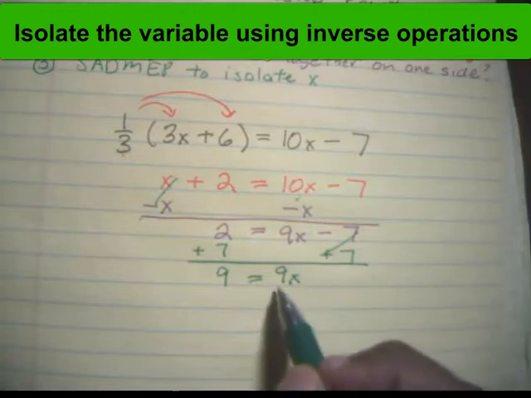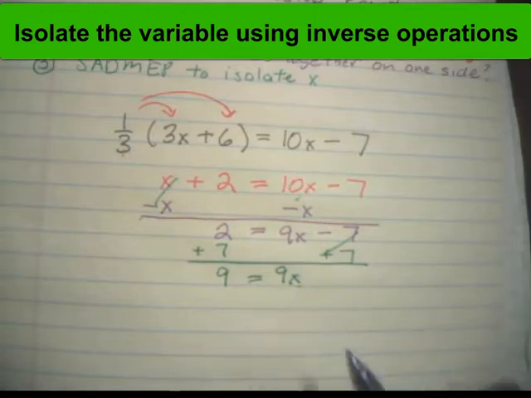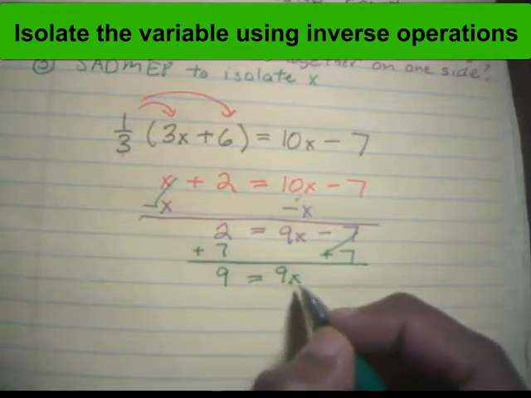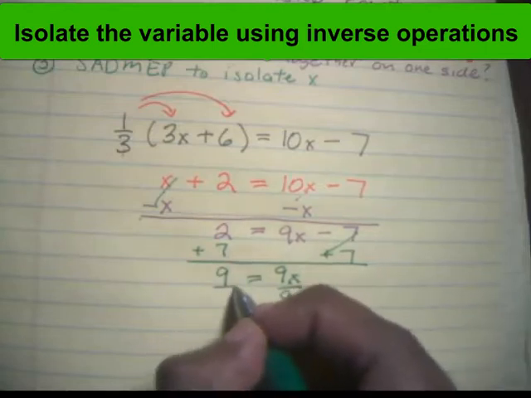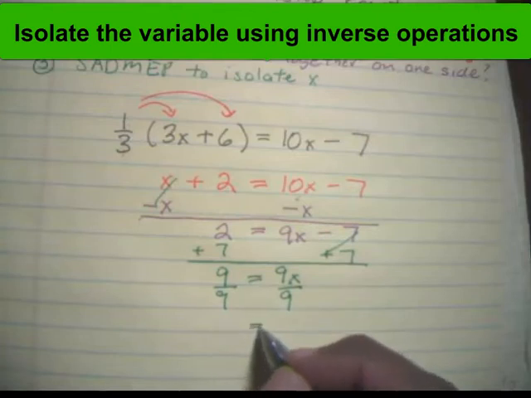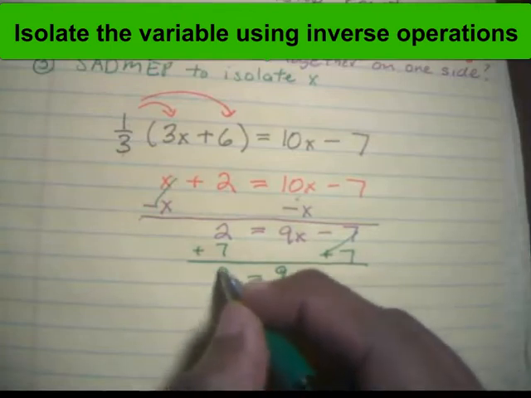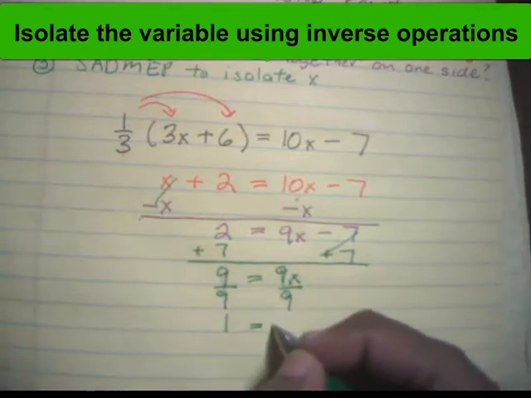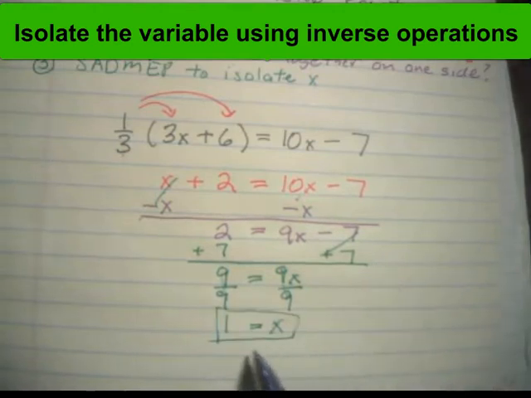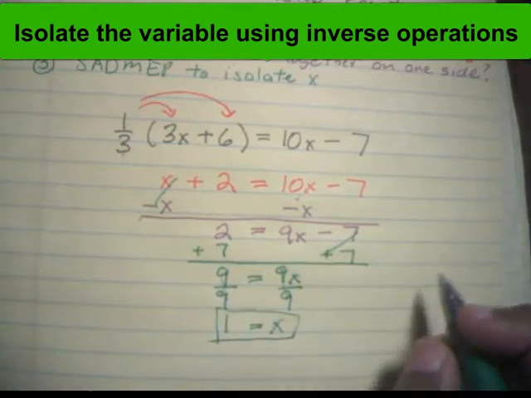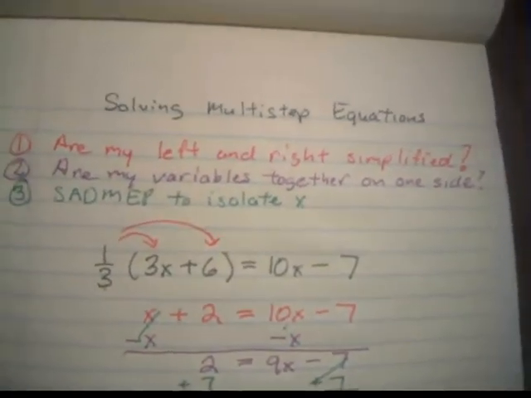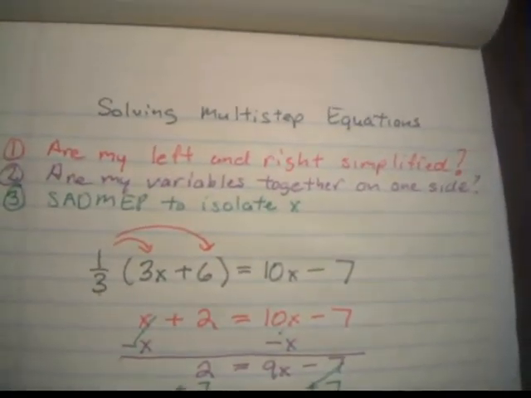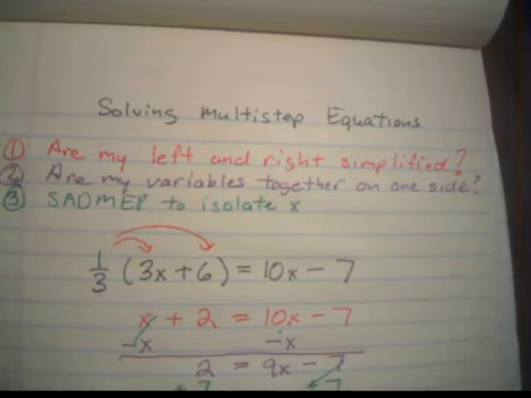I still don't have x by itself yet, so I need to undo multiplying 9 times x. The opposite of multiplication is division, so divide both sides by 9. I get 1 here and x there. x is isolated, and I have my answer. Now, problem number 2 is a little more complicated, but we still want the same three steps.